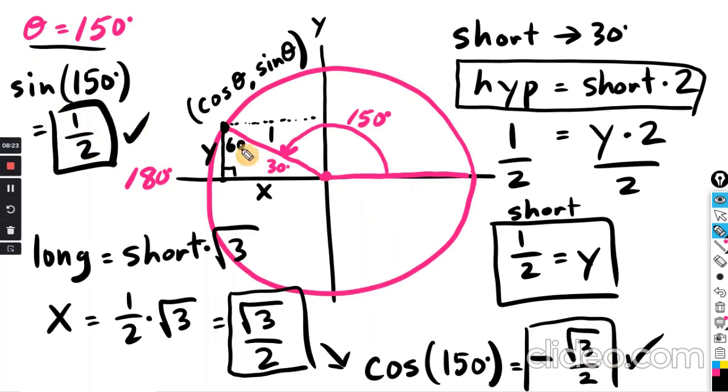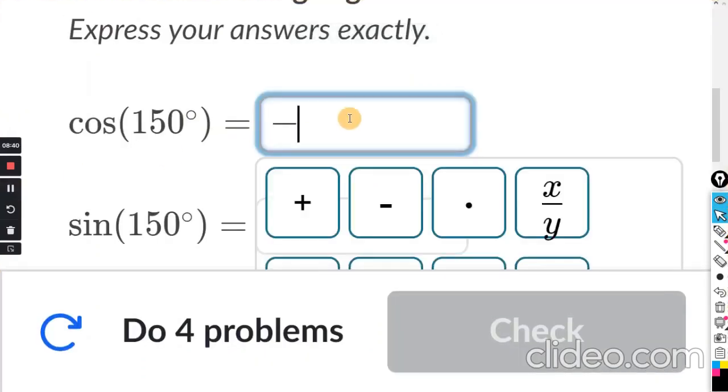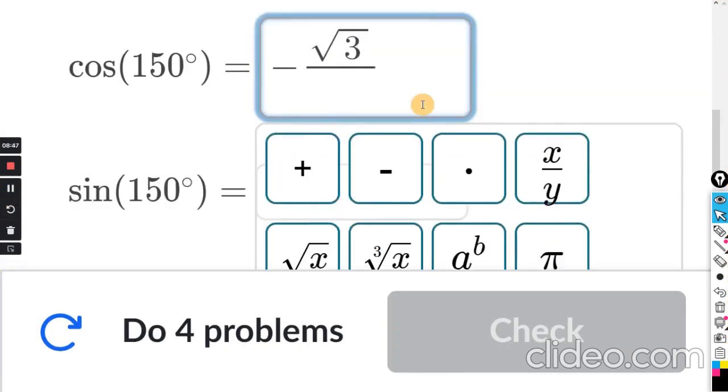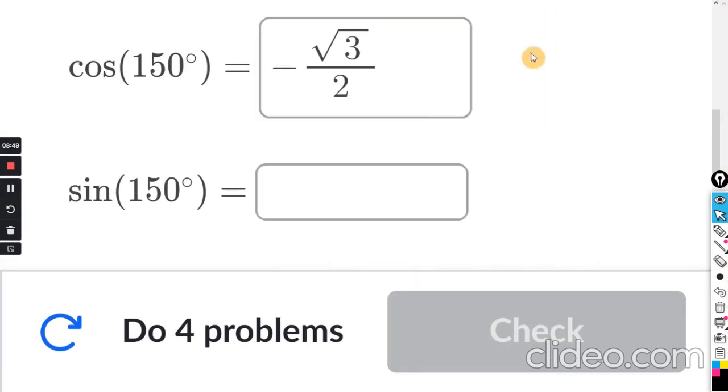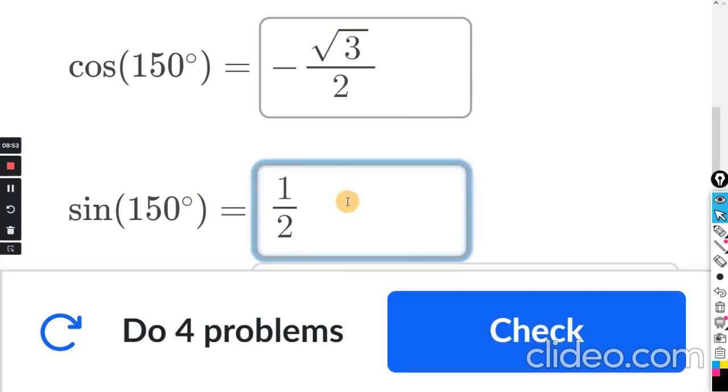After you find the side lengths of your triangle, we know side lengths are always positive, but coordinates are not always positive. So you'll have to determine the plus-minus sign of the coordinate at the end. So it's going to be negative radical 3 over 2, and for the y coordinate, it was just positive 1/2.